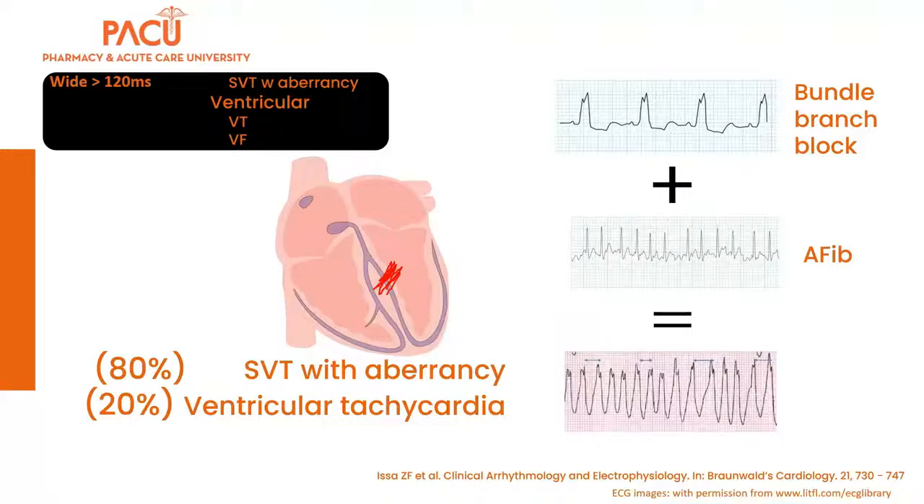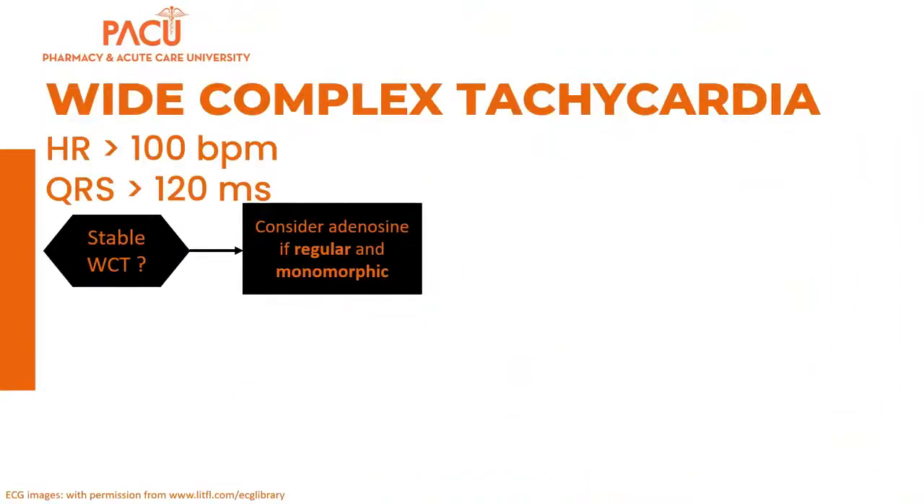So while this is the case, always assume VTAC, especially if the patient is unstable. Just know that not all wide complex tachycardias are VTAC. But again, if the patient's unstable, assume VTAC. And this is why you'll see algorithms for wide complex tachycardia look just like this. So wide complex tachycardia, if the heart rate's above 100, the QRS is above 120 milliseconds, that defines it as a wide complex. So for stable wide complex tachycardias, you'll see ACLS, different algorithms show this exact box.